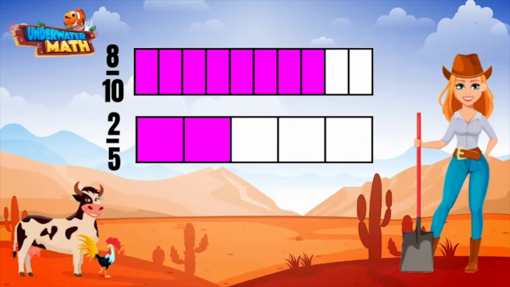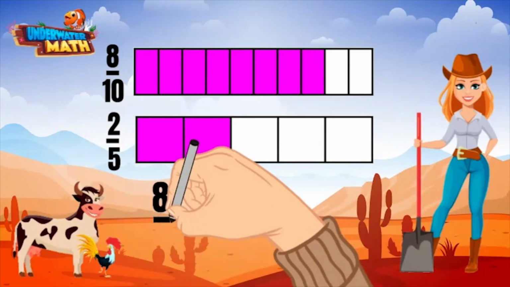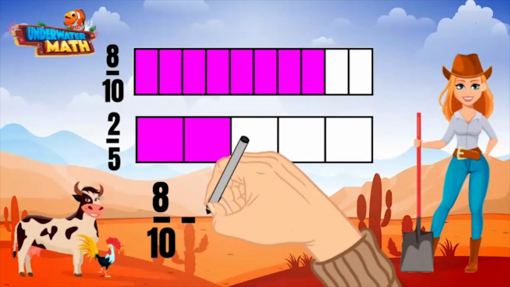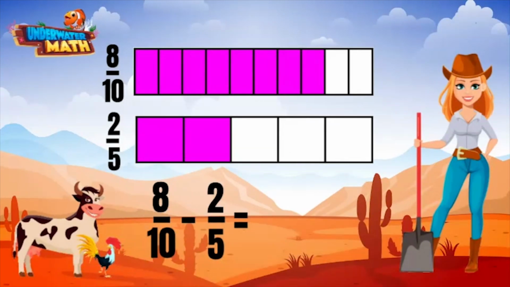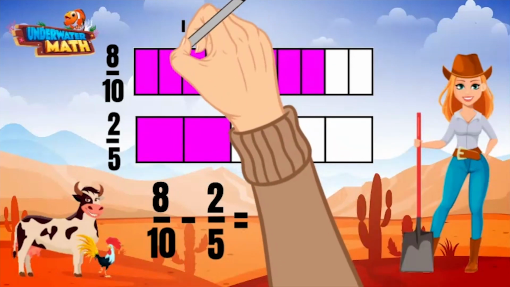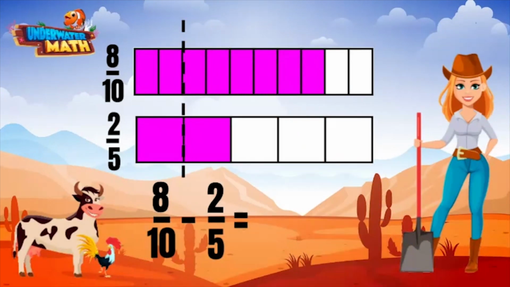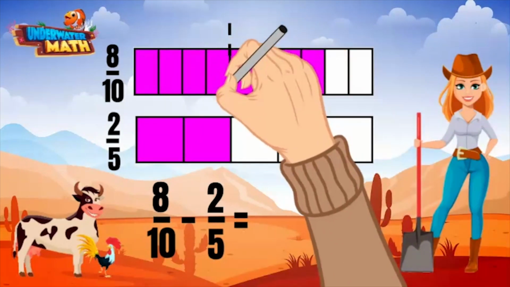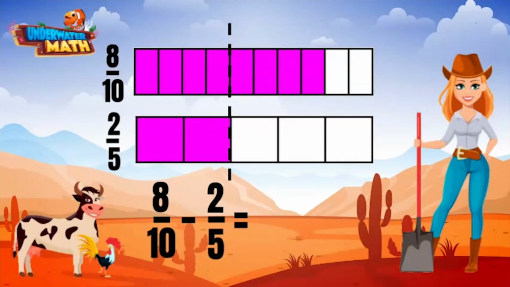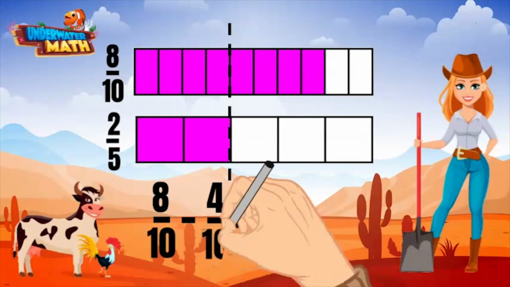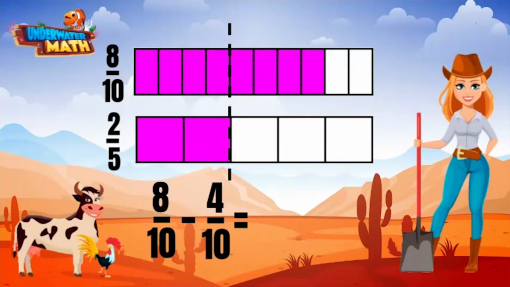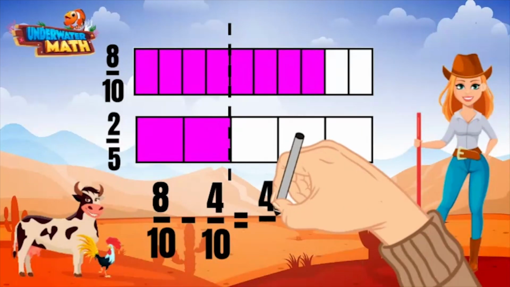If we want to find the difference, we need to subtract 2/5 from 8/10. We must have a common denominator in order to make this happen. We can see the fifths line up perfectly with our tenths and that there are 2/10 in 1/5. This means there are 4/10 in 2/5. I am going to replace 2/5 with 4/10 since we know they are equivalent. Now we can subtract. 8/10 minus 4/10 equals 4/10.